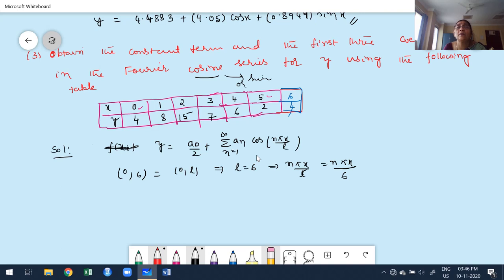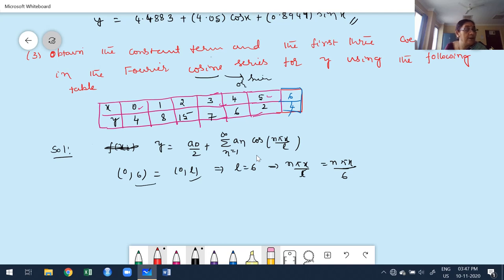Now I want to construct the Fourier series. I want to find the constant term, a naught by 2, and also the first three Fourier coefficients in the Fourier cosine series, that is, the half range cosine series. The first three terms are a1, a2, a3, and a0 by 2 is the constant term. Then I have to find the a0, a1, a2, a3 values. Keep in mind, I made a mistake here. For half range, the general interval is 0 to L, not 0 to 2L. If they do not mention sine or cosine, that is the general construction of a Fourier series, where we take 0 to 2L, especially for the construction of a Fourier series using harmonic analysis.